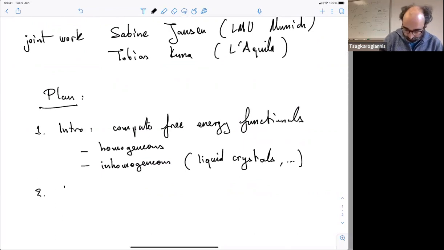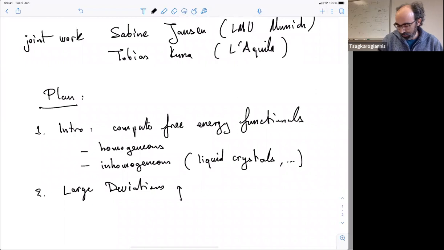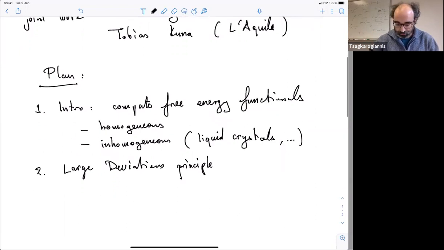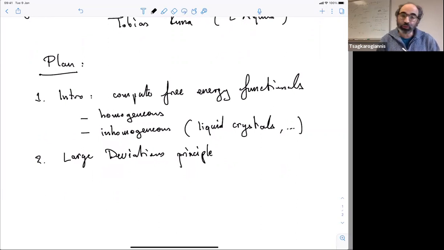So the first one is the large deviations principle. And I will try to put it in a general context, which has been already studied. I mean, you can actually find it in books, and see what is new here.